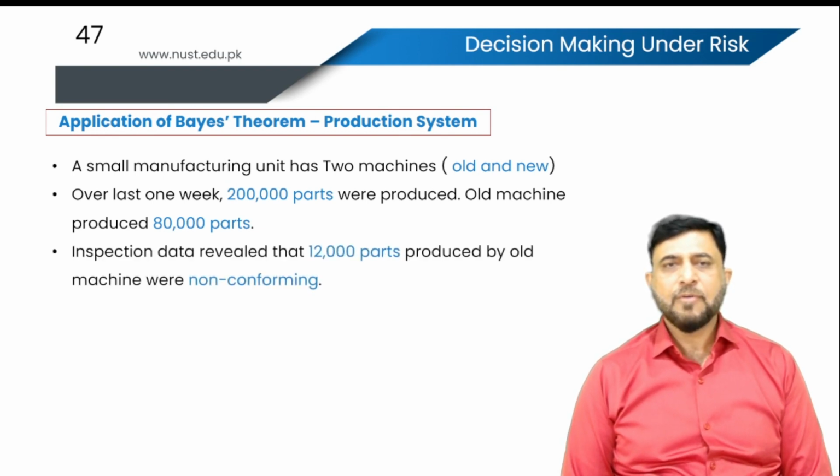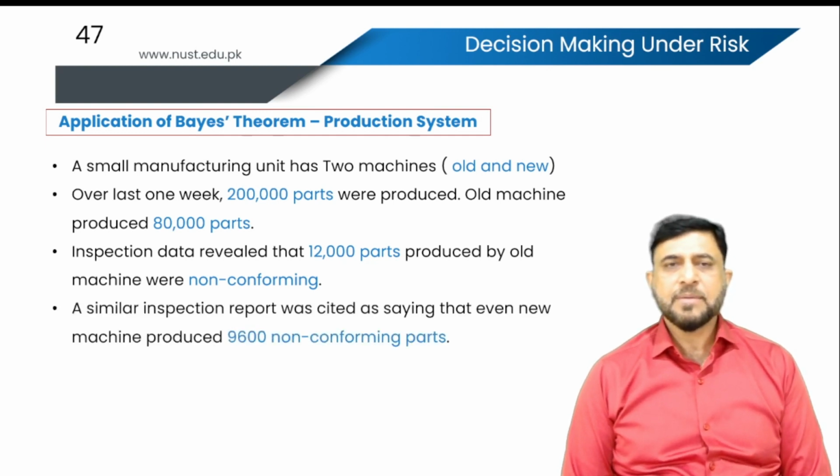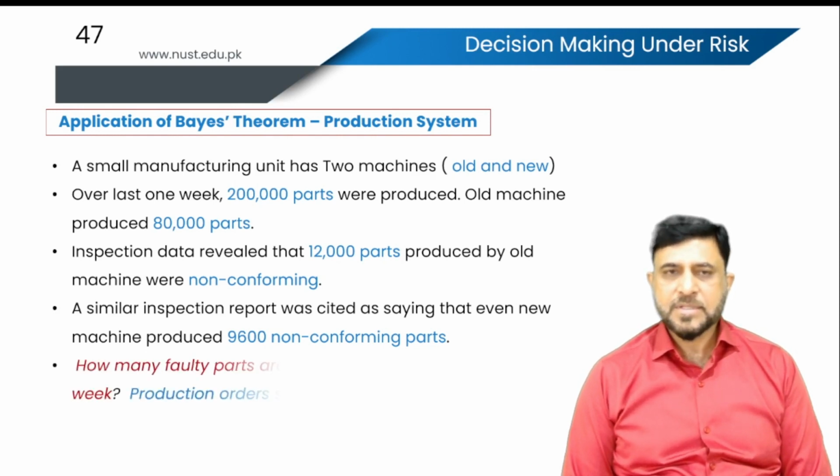Inspection data revealed that 12,000 parts produced by the old machine were non-conforming. It means out of 80,000 parts, 12,000 were non-conforming. A similar inspection report said that the new machine produced 9,600 non-conforming parts. It means out of 200,000 parts, 80,000 parts were produced by the old machine and 120,000 parts were produced by the new machine. And out of those 120,000 parts, the non-conforming parts were 9,600.